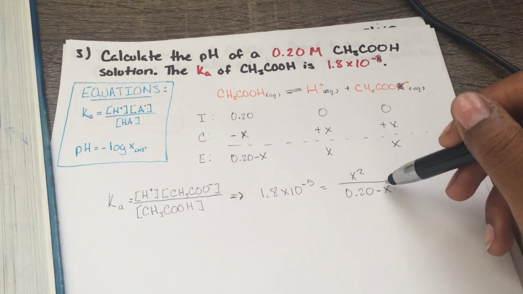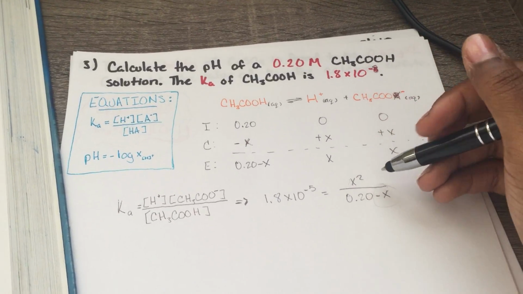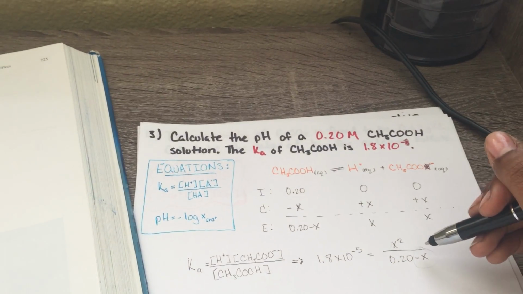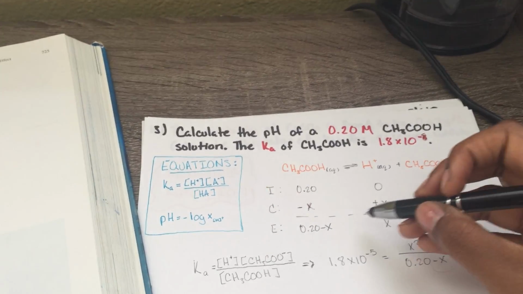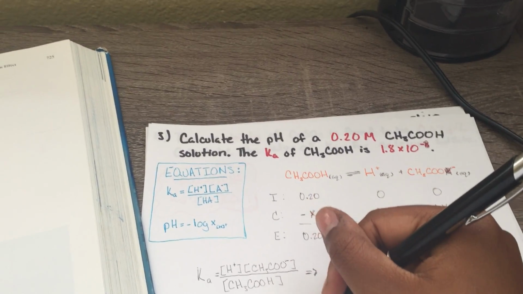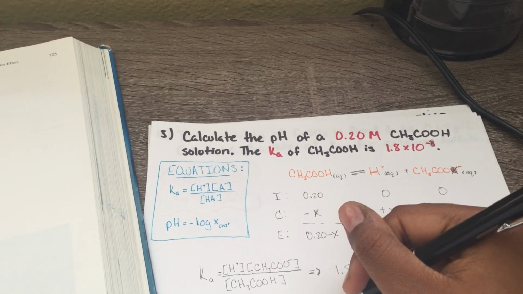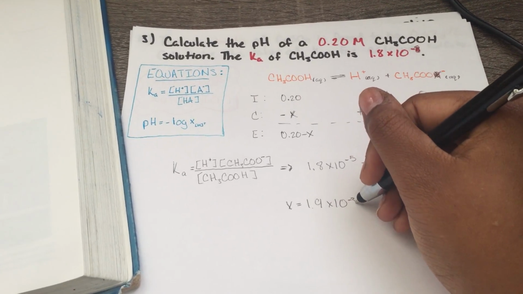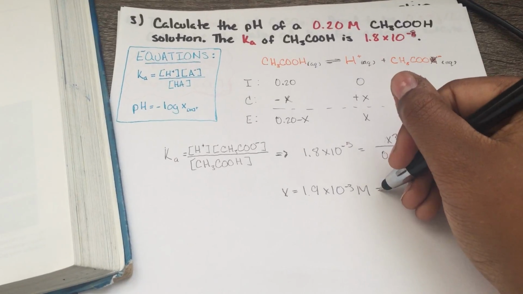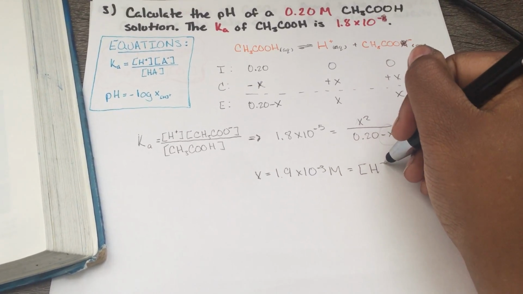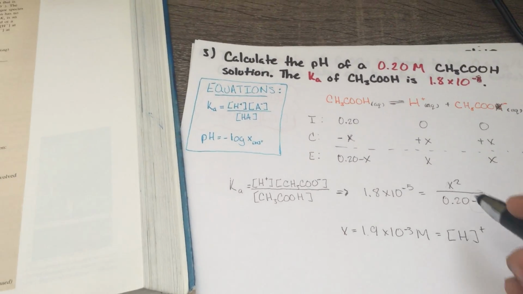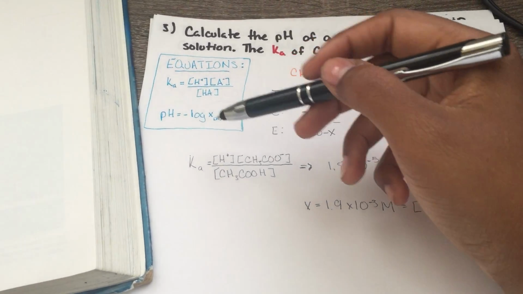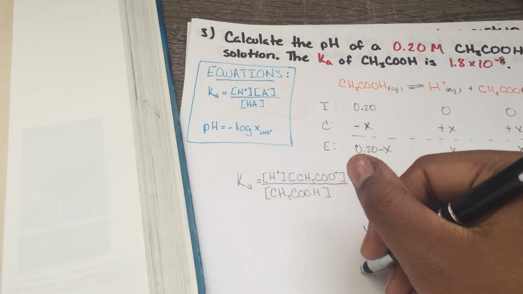Now for our equation, we can go ahead and disregard this x and just read it as x squared over 0.20. So once we solve this, we have x is equal to 1.9 times 10 to the negative 3rd moles, which is also equal to our concentration of H ions. So once we have this, we can go ahead and plug it into our pH equation.